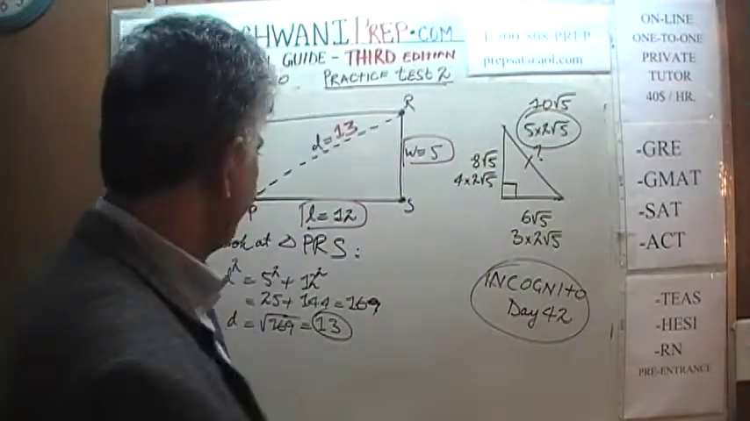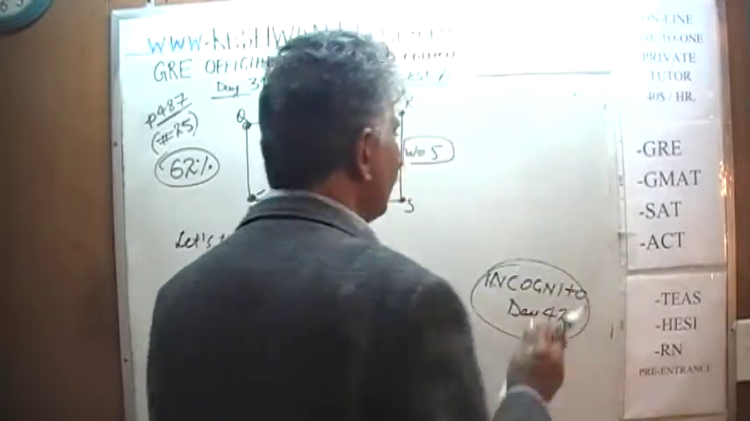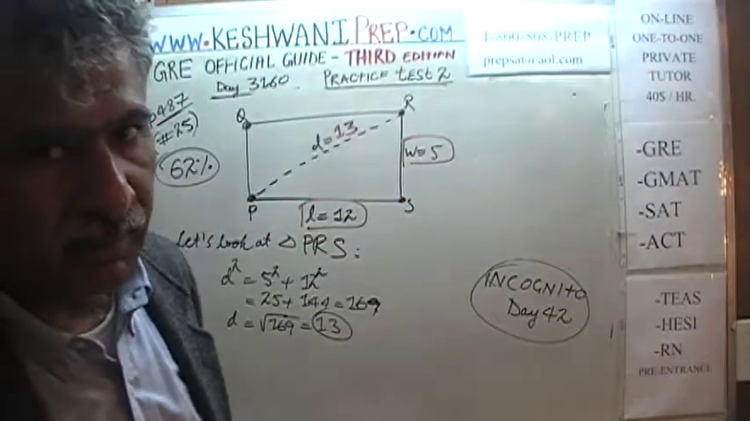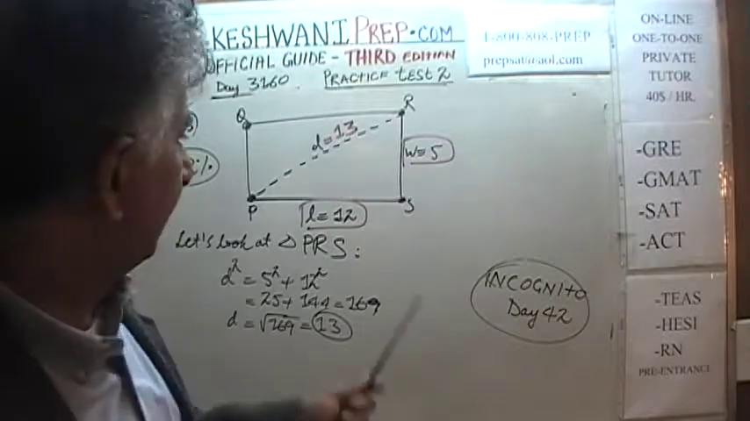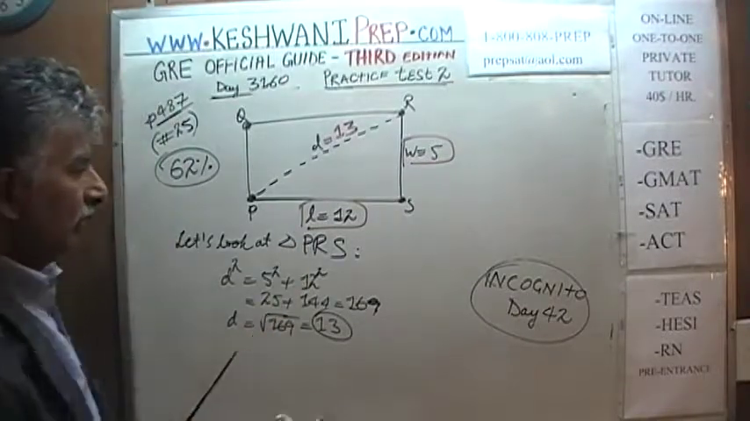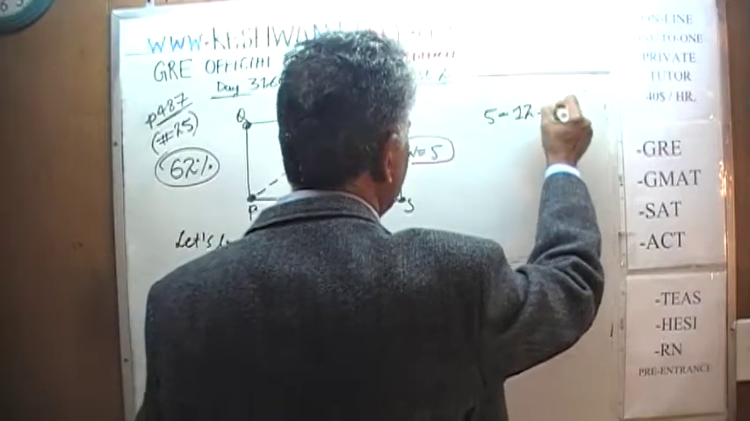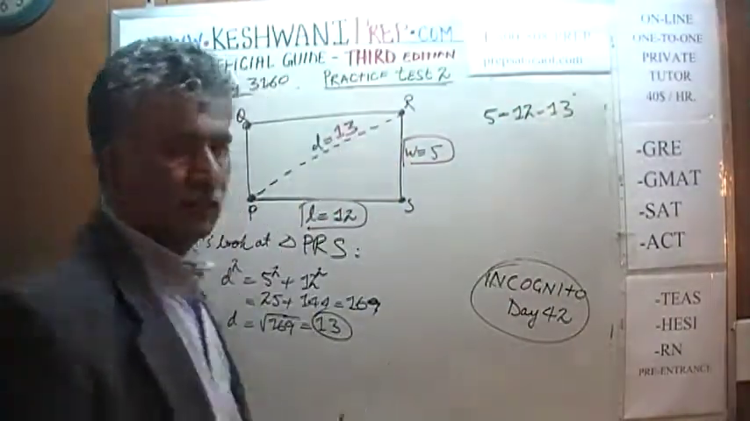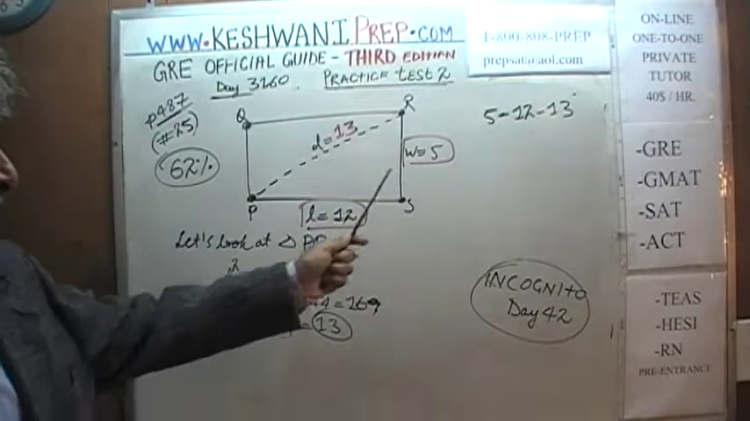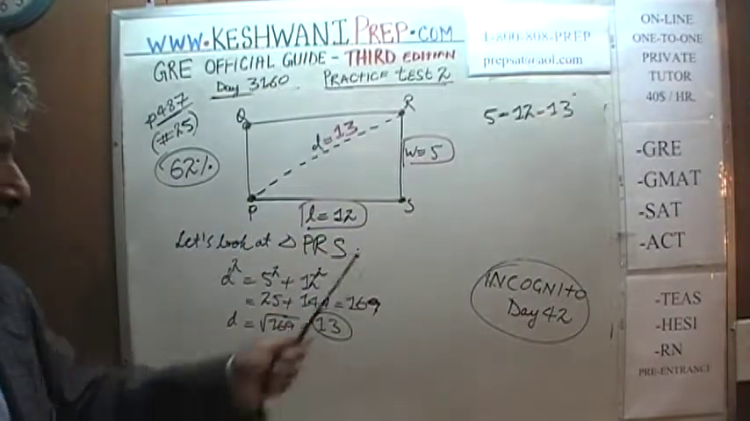Do you understand? The second most favorite triangle that they have that appears in the exam all the time is this one, what you're looking at. It is called a 5, 12, 13 triangle, where the three sides are in the ratio of 5 to 12 to 13.